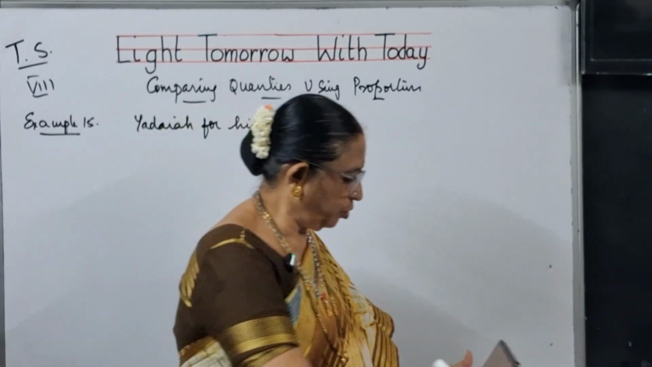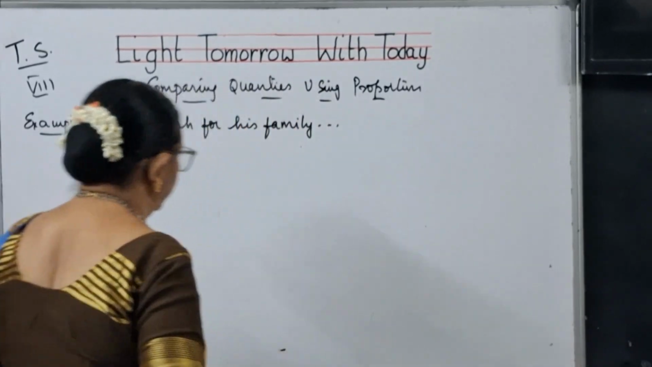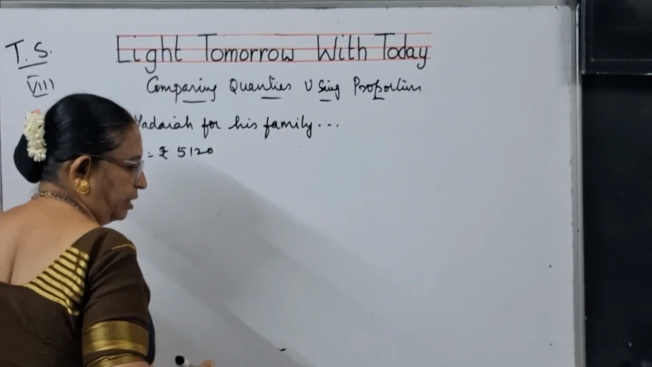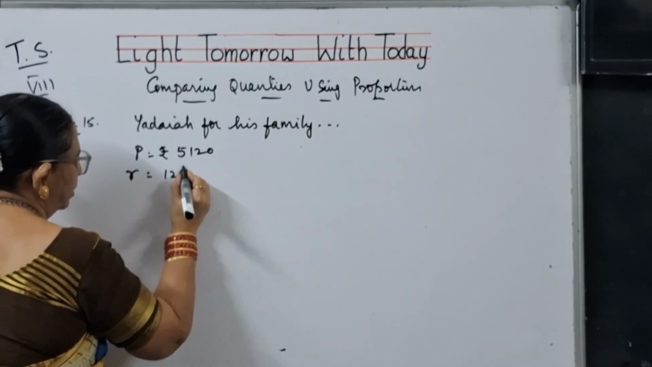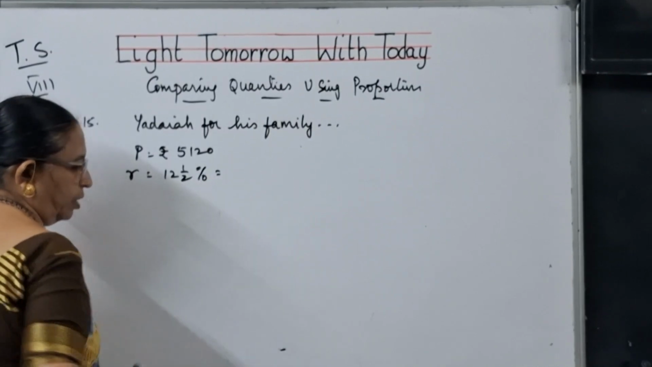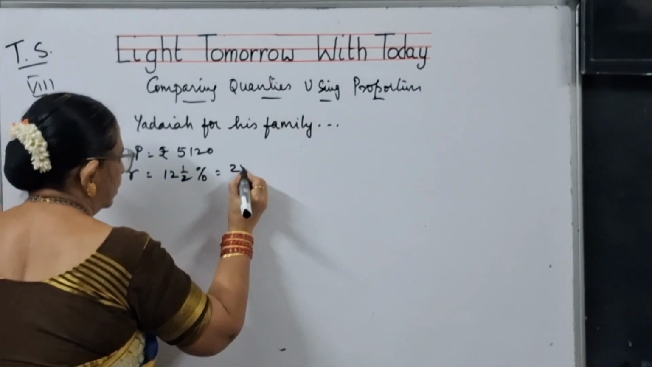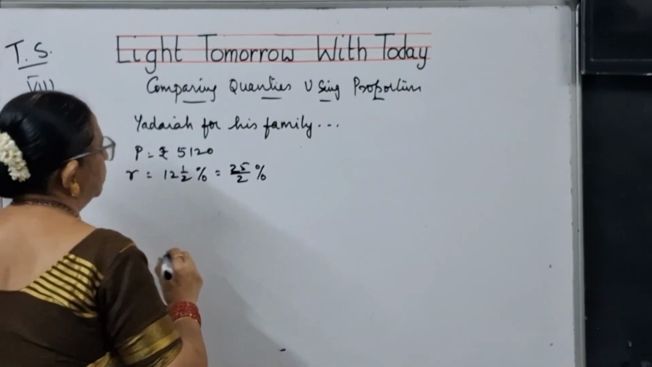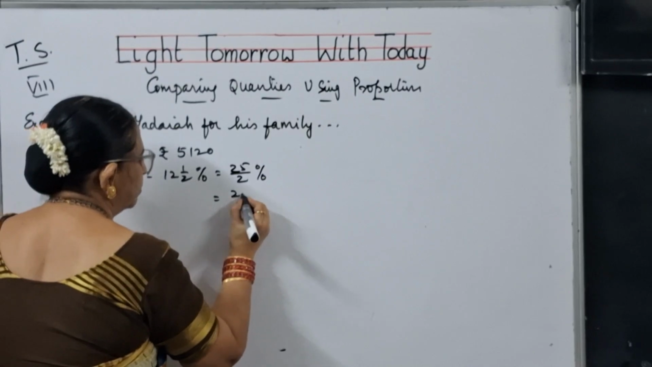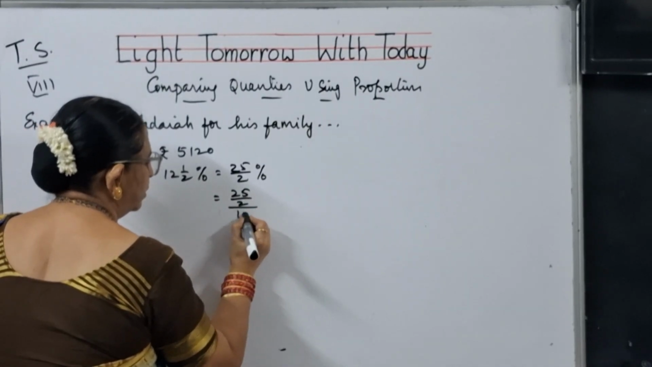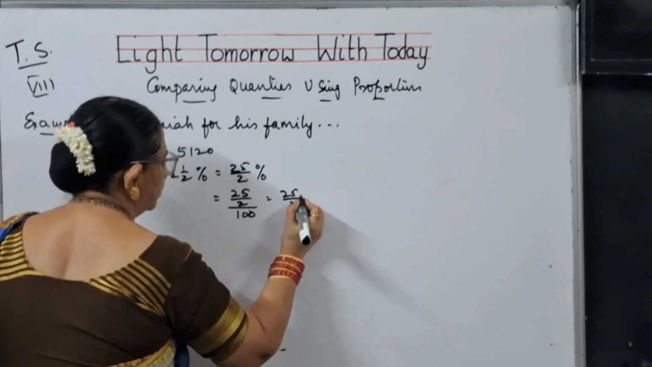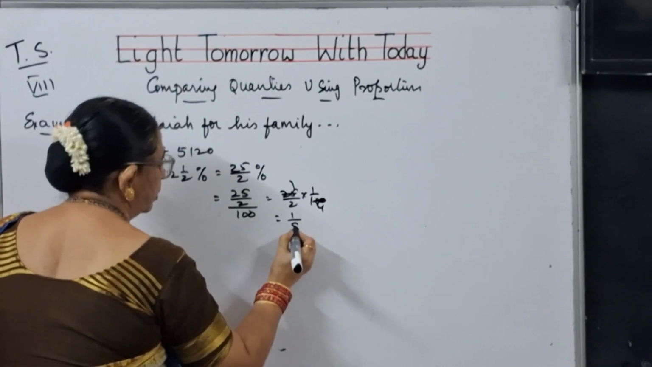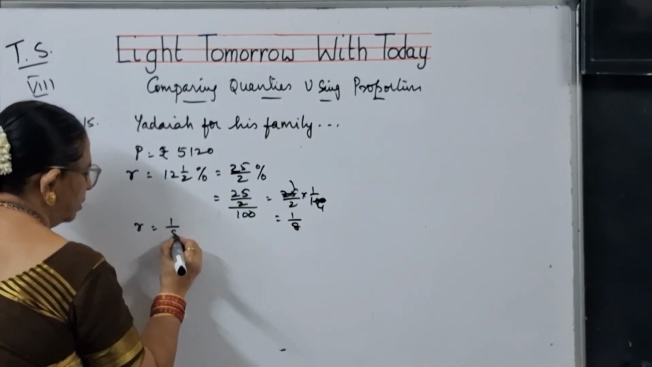So let us see what is given to us here. See, the principal P is rupees 5,120, and what rate have they given? 12 1/2%. So 12 1/2% means 25/2%. So 25/2, you can even simplify it. 25/2 by 100, that is nothing but 25 by 2 into 100. So 25 ones are 25, fours are 100, so 1 by 8. So R can be taken as 1 by 8.